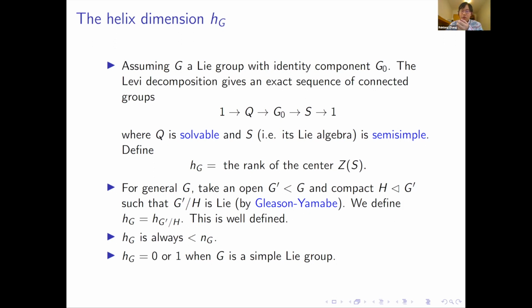So h of g is going to be the rank. To be more specific, let me take two examples. If you take SL2 of R, then this is itself, and the rank of the center is 0, so H is going to be 0. But if you take the universal covering of SL2 of R, then the center is the same as Z. So the rank of Z is 1, and then H is going to be 1.